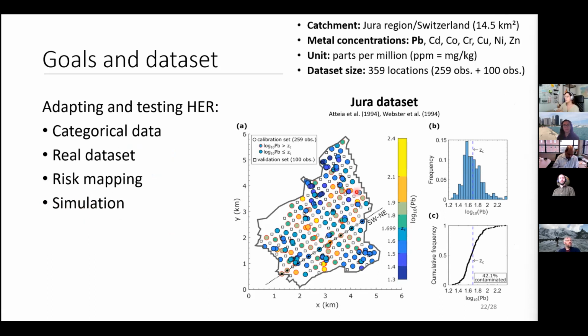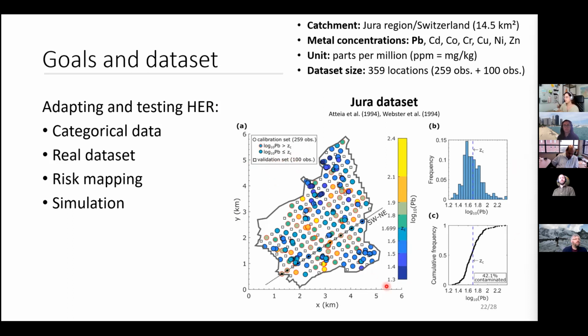So we analyzed HER with a real case of soil contamination by lead in this Jura region in Switzerland. We use here the logarithm transformation of the lead for comparison purposes. So our data set is composed of 259 observations in the calibration set and 100 observations in the validation set, shown as squares here. And we use the validation set for performance calculation.